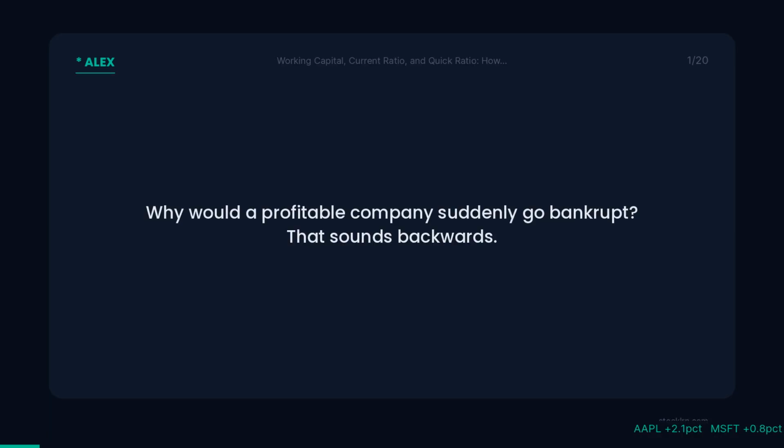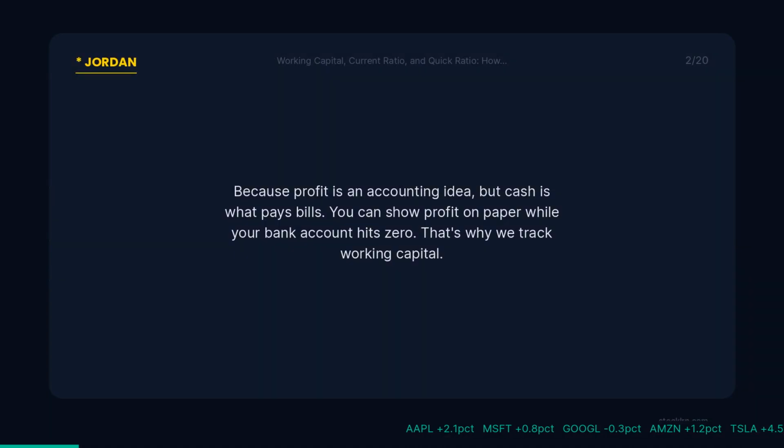Why would a profitable company suddenly go bankrupt? That sounds backwards. Because profit is an accounting idea, but cash is what pays bills. You can show profit on paper while your bank account hits zero. That's why we track working capital.